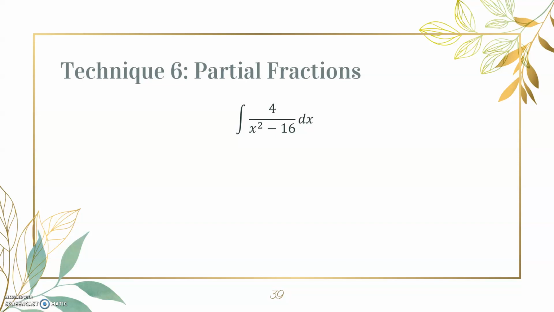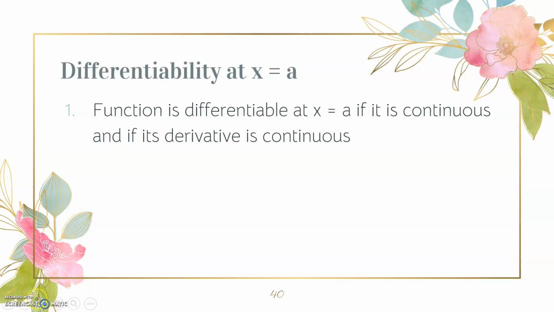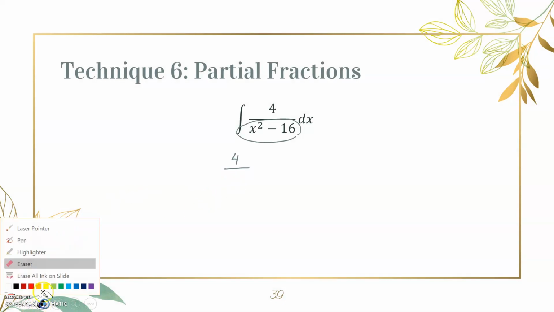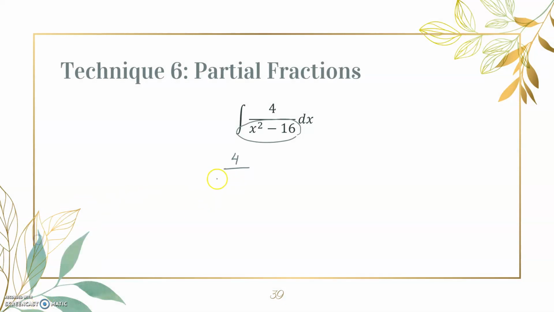Technique number 6 is the partial fractions technique. A tip for when you might use partial fractions is if your denominator is factorable. That's a good tip off that it might be partial fractions. So if I rewrite this a little bit, I have 4 over x plus 4 times x minus 4. And I know that before I added, I had A over x plus 4 plus B over x minus 4.